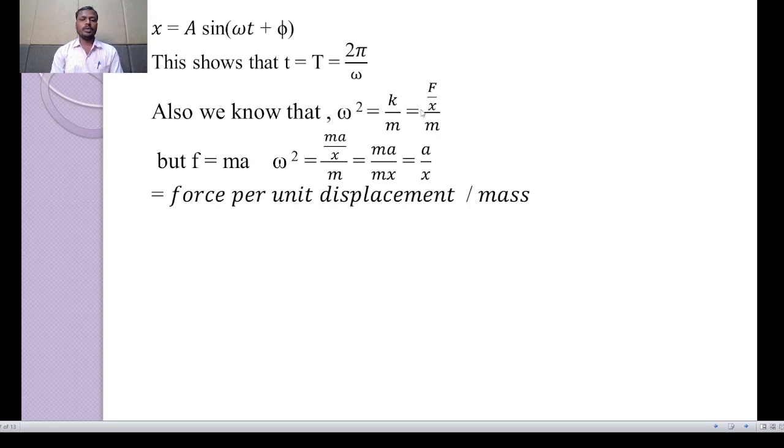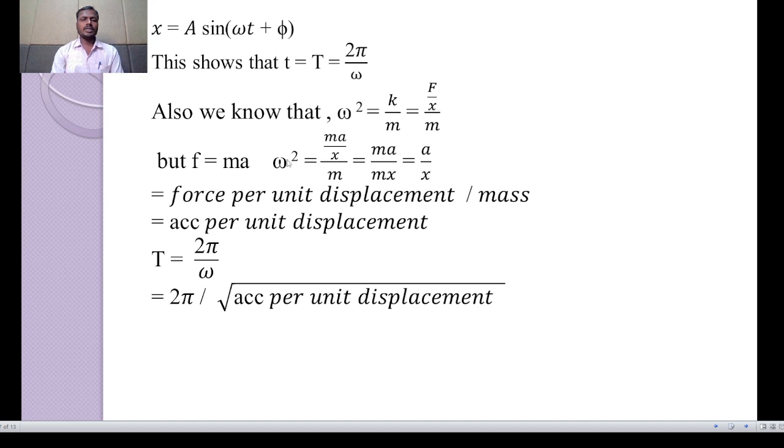This is nothing but, from this equation, we can write force per unit displacement to the mass. That is, from that equation we can write omega square is equal to force per unit displacement, F divided by x, divided by mass. Also, we can write from this equation omega square is equal to acceleration divided by displacement, that is, acceleration per unit displacement. Okay, so we can write T is equal to 2 pi divided by omega, and omega square is nothing but acceleration per unit displacement.